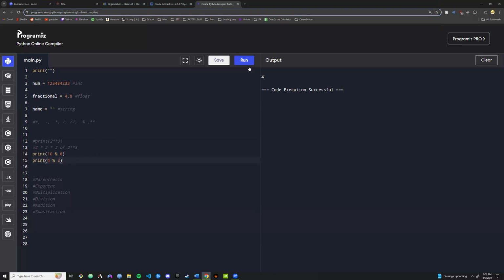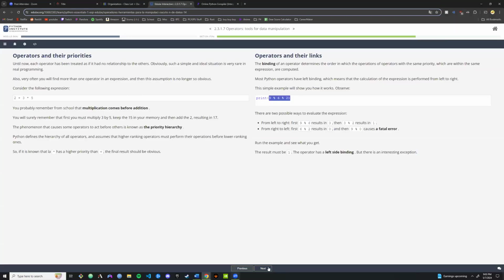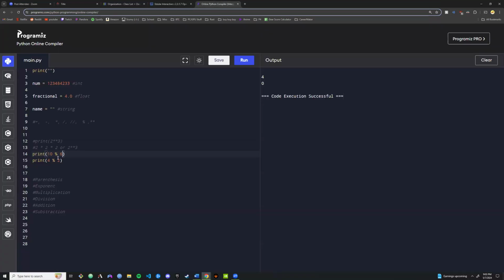So that's all that is. It's because 4 can't go into 2, right? So it's 0, right? Exactly. 2 goes into 4 perfectly, and there's no remainder, so it's a 0. What about the 10 and the 6? How'd the 10 go into 6? Oh, so 6 goes into 10 once, and then there's 4 left over. If that makes sense.